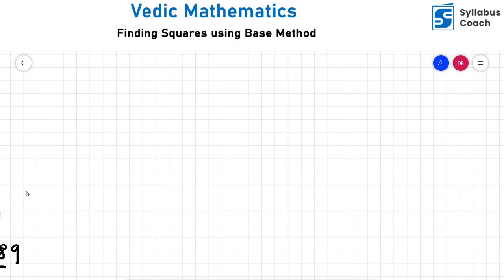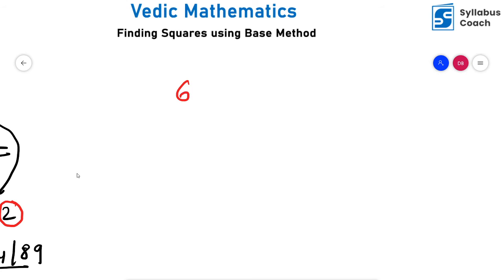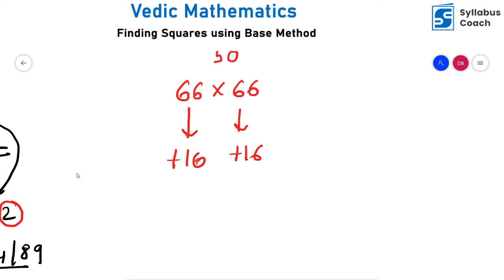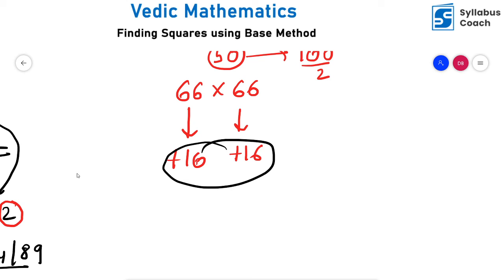Let's go to one more example, students. So we have 66 into 66, right? How much is it? Plus 16 plus 16, when you assume the base to be how much? 50. But this 50 is nothing but 100 by 2. Therefore, the answer is nothing but 16 into 16, 256. But you'll have only 2 digits because you have 2 zeros in the main base, so 56. So 2 will be a carry.